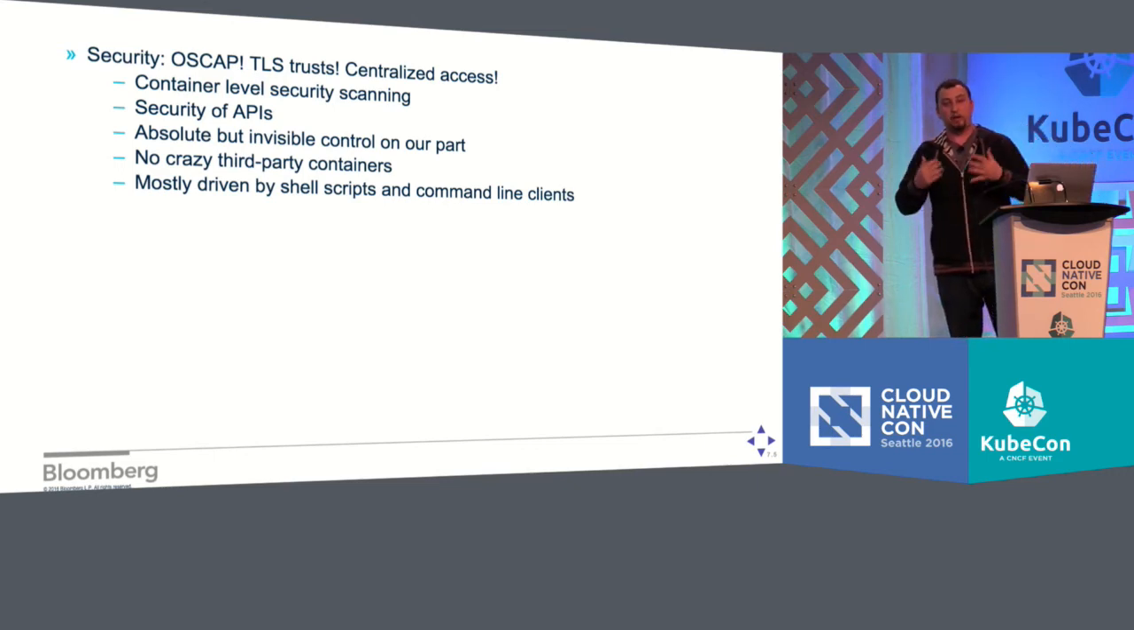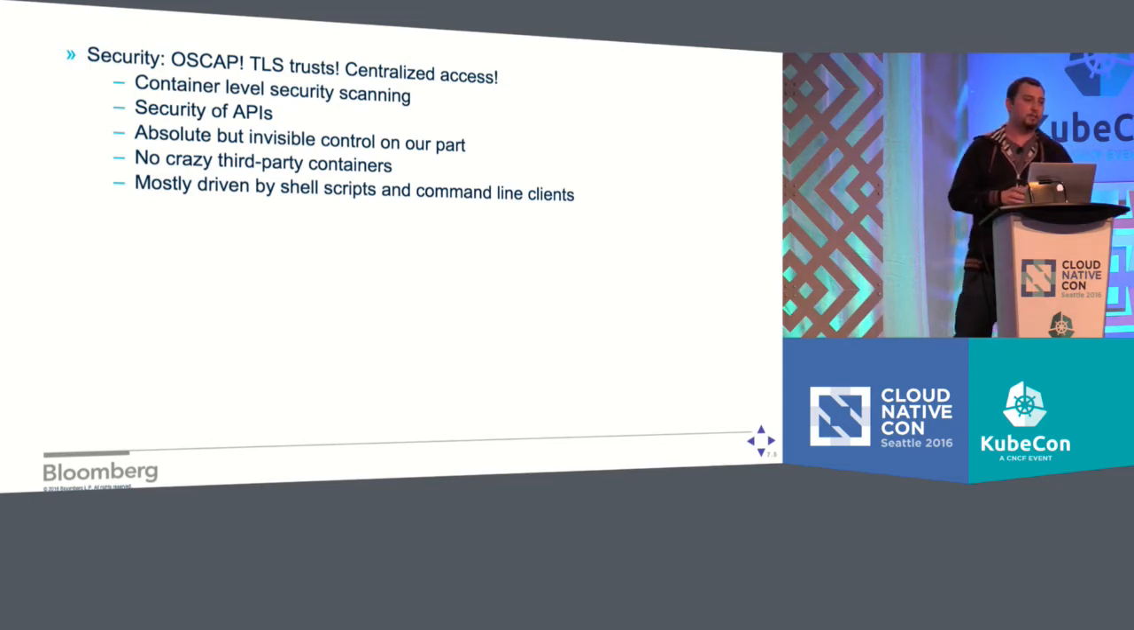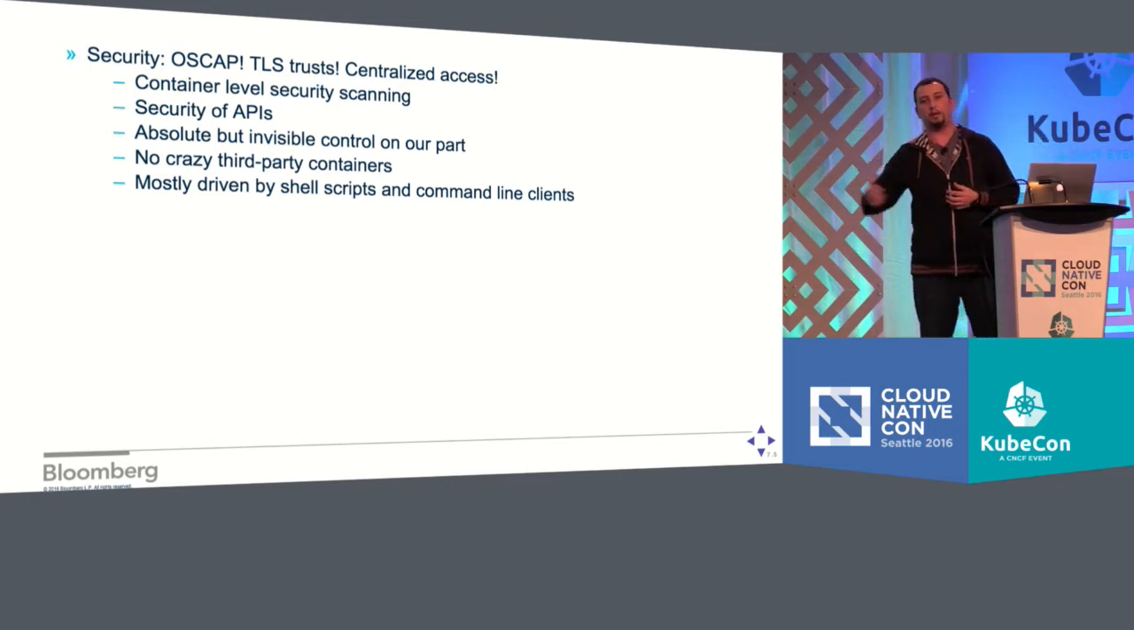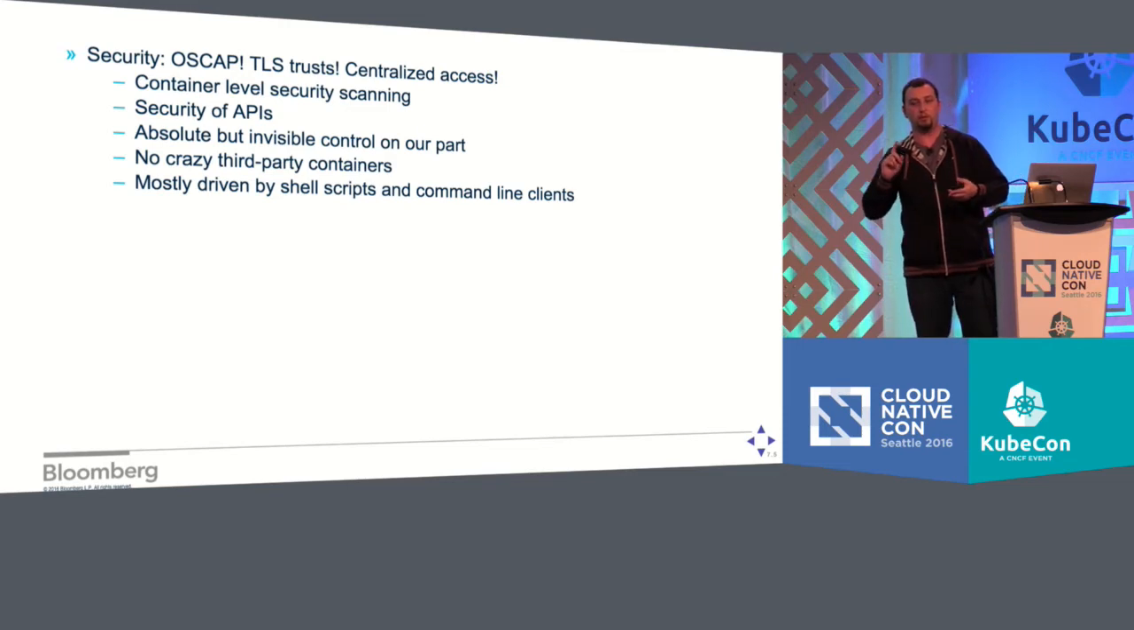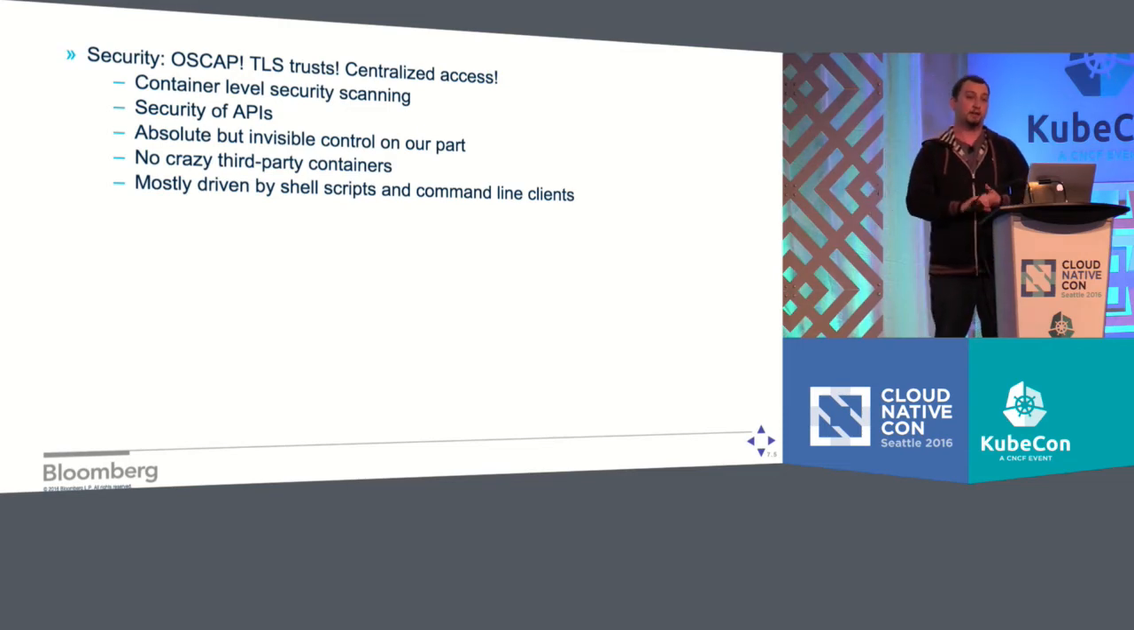And we want centralized access. We don't want to have to distribute this authorization mechanism to everyone. We don't want to give TLS certificates to everyone. We don't want to give tokens to everyone. We want to maintain all of the access to our registries, to the APIs, to everything.